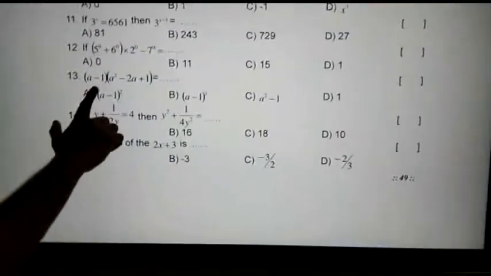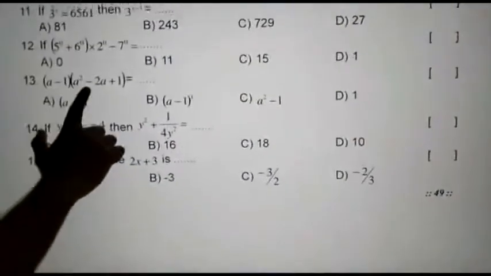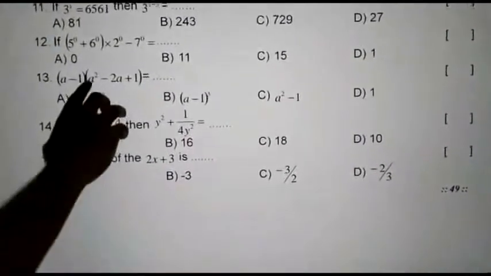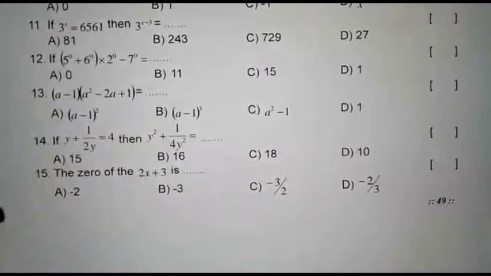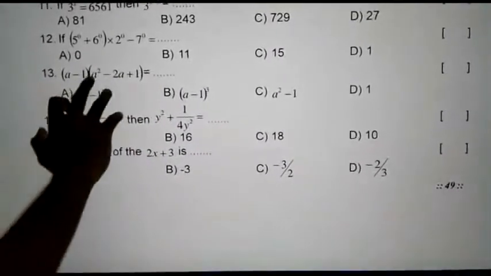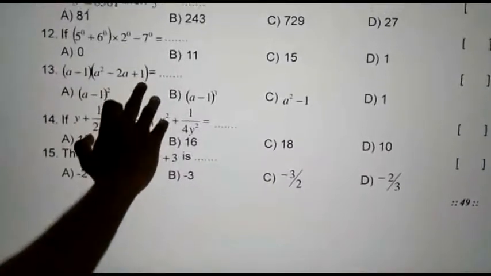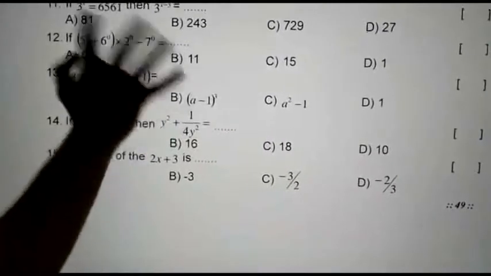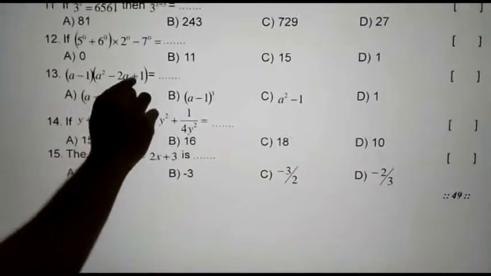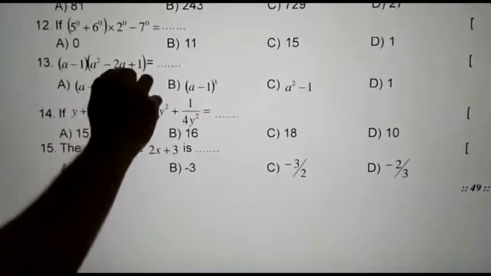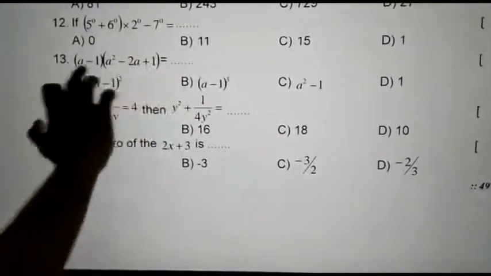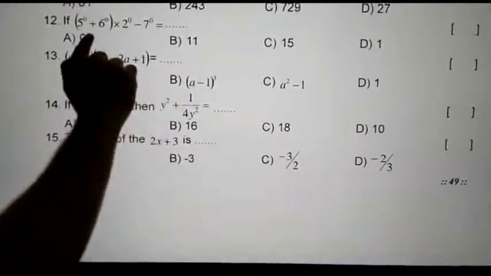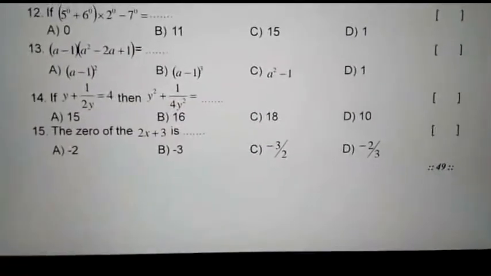Going to the next question. What is the question given? a minus 1 into a square minus 2a plus 1. Simply, a square minus 2a plus 1 is what? a square plus b square minus 2ab. If you clearly see, it is a square, 1 square, and minus 2 into a into b. What is 2 into a into 1? So 2ab is 2a. So the answer should be a minus 1 into a minus 1 whole square. That means a minus 1 into a minus 1 whole square means a minus 1 whole cube. So B is the answer.